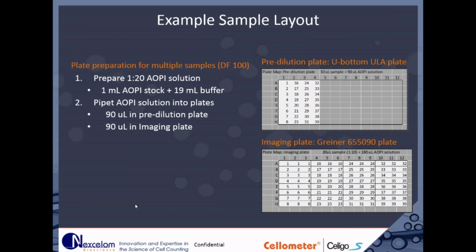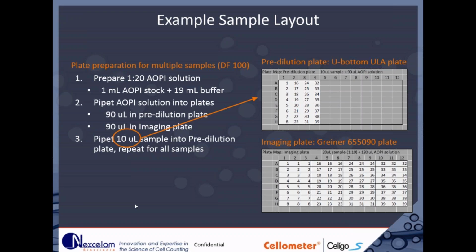You're going to put 90 microliters of the AOPI solution into that imaging plate. Then you're going to pipette your samples, your unknowns. You're going to just do 10 microliters into the pre-dilution plate. So you have 10 microliters of sample 1 goes into well A1. And then you can see the numbers of the unknown samples in that pre-dilution plate.